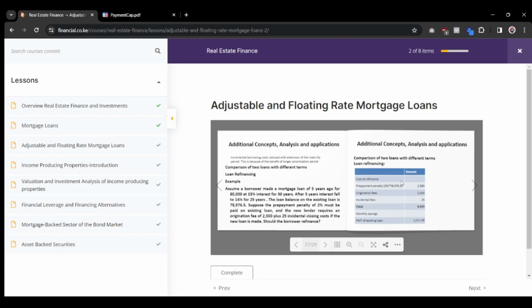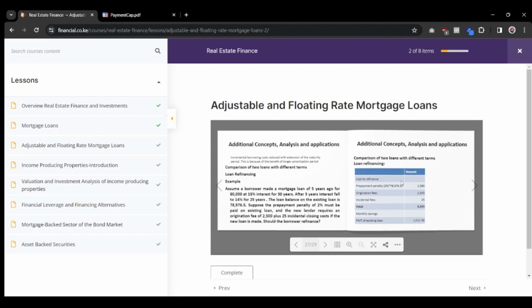From the previous example, we can note that incremental borrowing costs reduce with the extension of the maturity period. This is because of the benefit of a longer amortization period. So now let's look at a comparison of two loans with different terms.